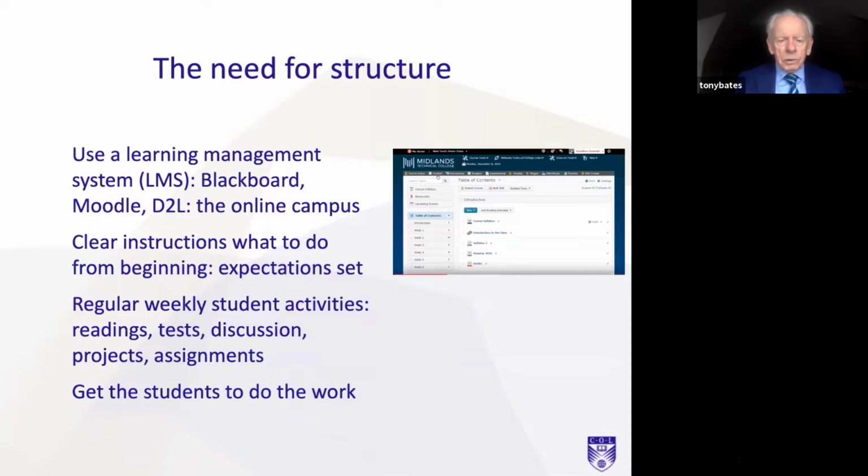It's really important for online learners to build in regular weekly student activities. These can be readings that they have to go and do online, tests, discussion, projects, assignments. In some sense, it depends on your method of teaching and what's important in your teaching. But in terms of online learners and getting them to work in a structured way, it doesn't really matter so long as they have something regularly to do each week. And the other thing that is good about this is actually you want to get the students doing the work. They're the ones having to learn. So provide plenty of activities for the students.